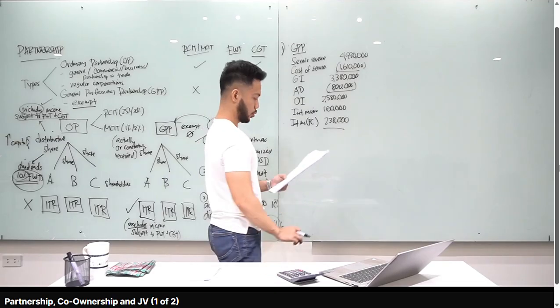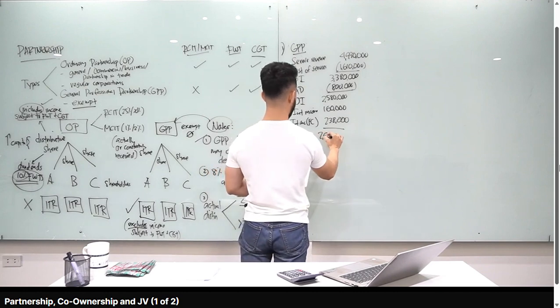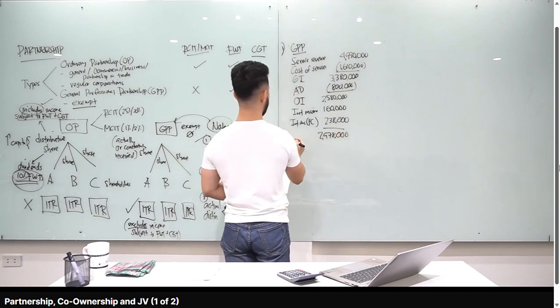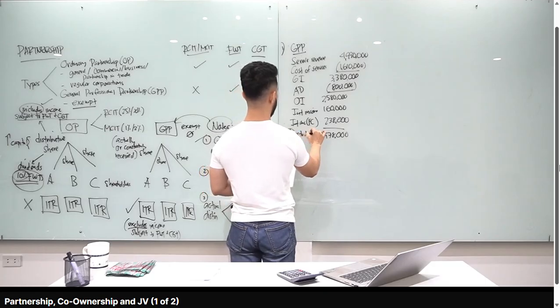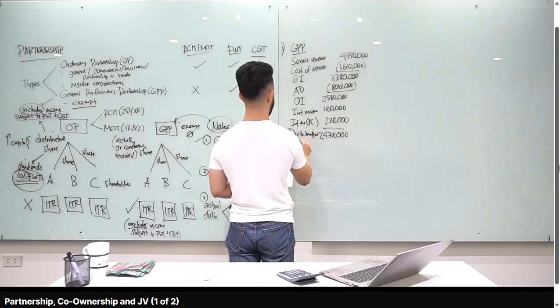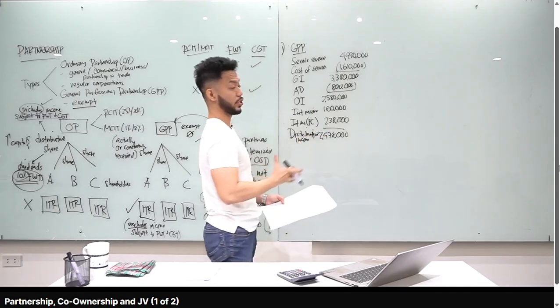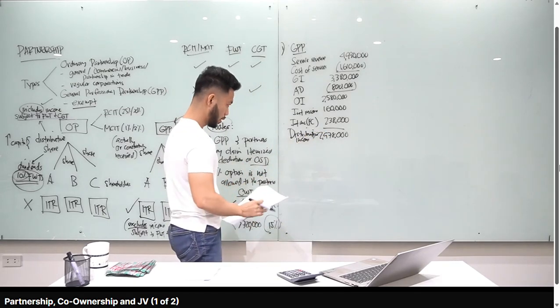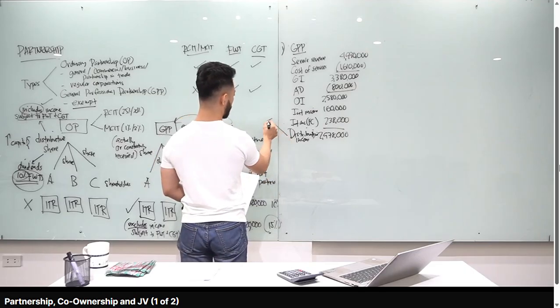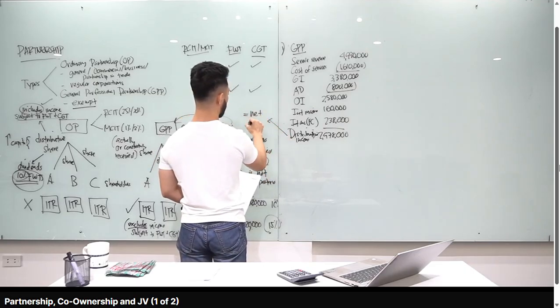here, class, 2,978,000. 2,978,000, ang tawag natin dyan, this is the distributive income, okay? Distributive income or distributive, okay? Not distributed, distributive income. Okay? Ibig sabihin, yan yung pwedeng i-distribute to the partners. Okay? Take note, class, na yung distributive income is just equivalent to your net income.